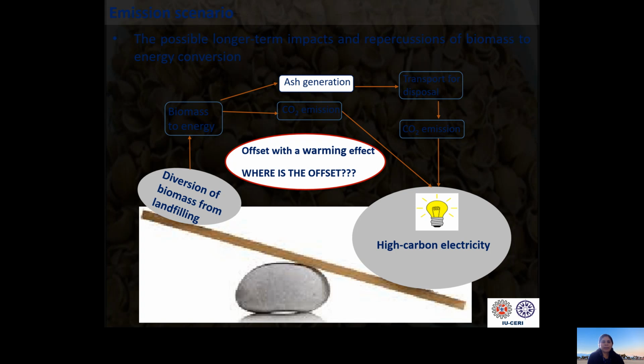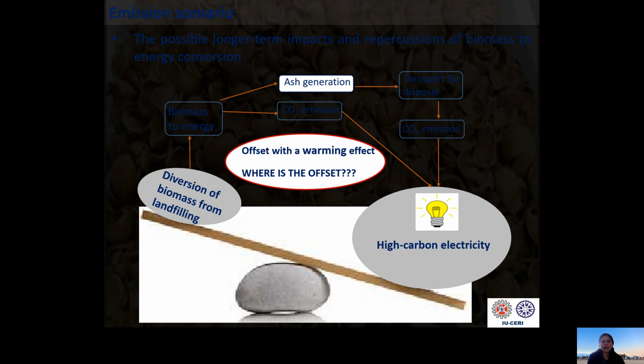So when we are talking about emissions and using biomass waste for biomass energy production, I'm really concerned about the emission scenario, because the possible longer term repercussions of biomass to energy conversion are quite obvious. In one way we are diverting our biomass from landfilling by using it for energy production, but ash generation, transport requirements for disposal of ash, and CO2 emissions associated with biomass to energy conversion, or burning of biomass in incinerators, are further having carbon footprints associated.